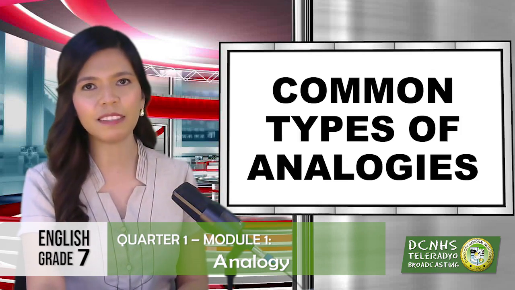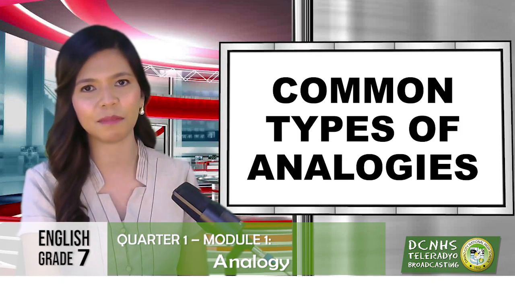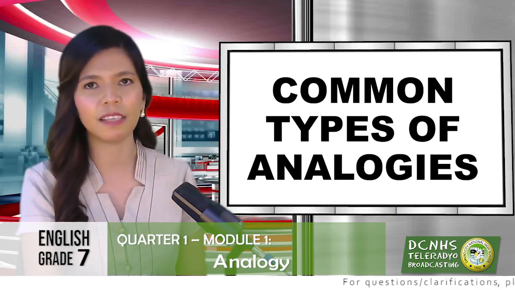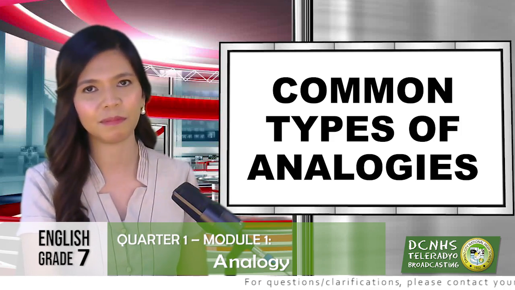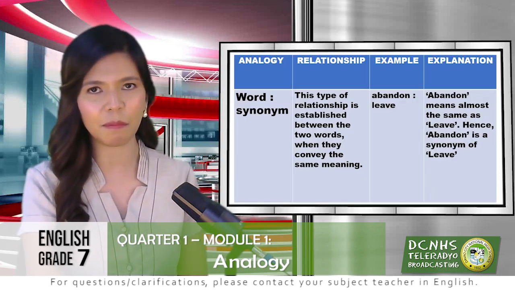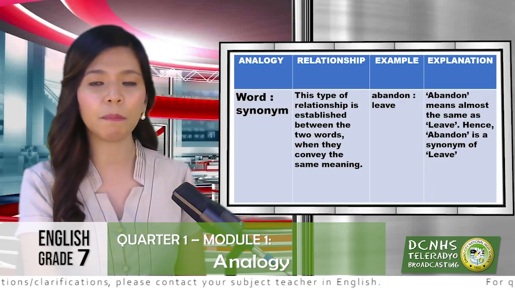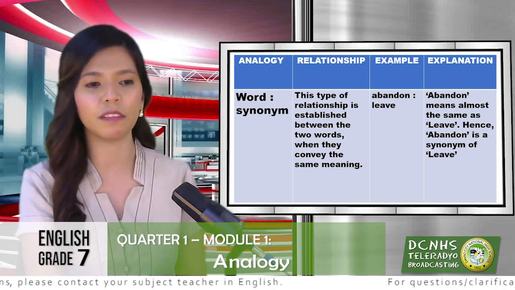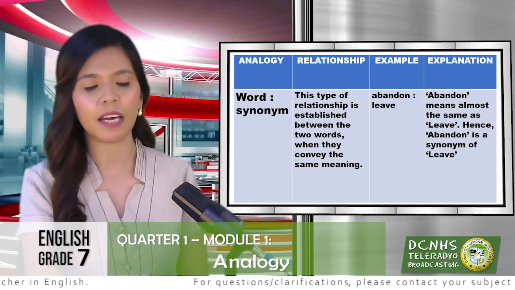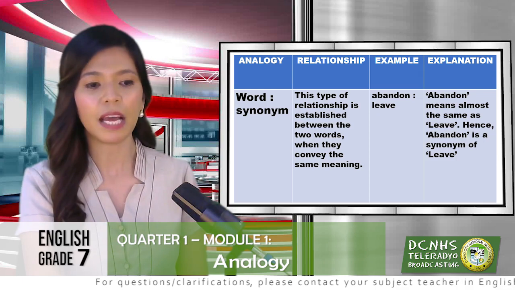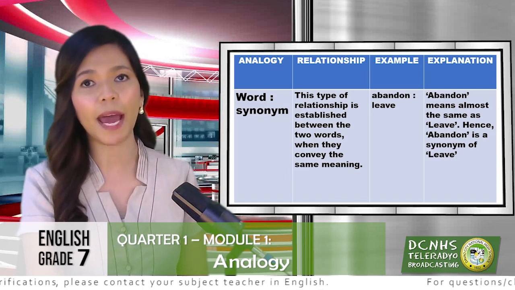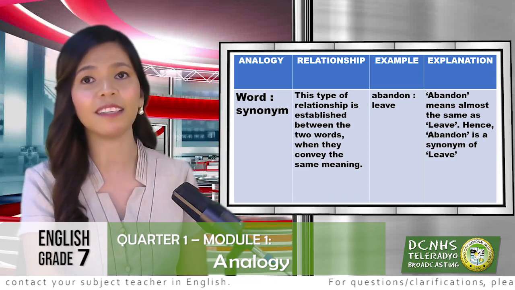Let us check out the common types of analogies that are usually used. Knowing the common types of analogies will help you see patterns so much better. First type, word is the synonym. This type of relationship is established between the two words when they express the same meaning. For example, abandon is to leave. Abandon means almost the same as leave. Hence, abandon is a synonym for leave.